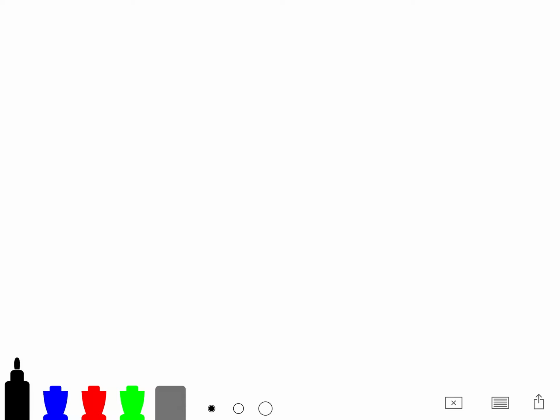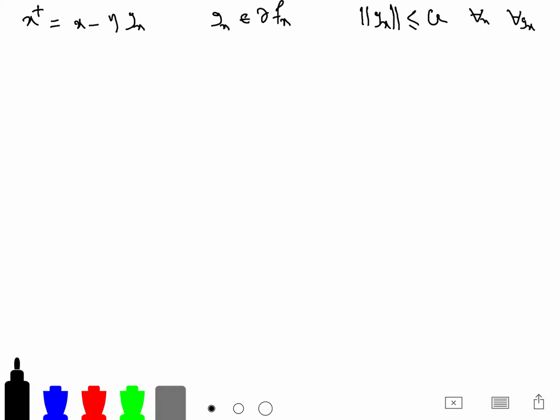Convergence rate for non-smooth function. So our update rule is x_{t+1} = x_t minus eta g_t, where g of x is inside the subdifferential, and we assume we have a bound for that, so that the norm of g of x is bounded by a constant G for any x and any g of x.